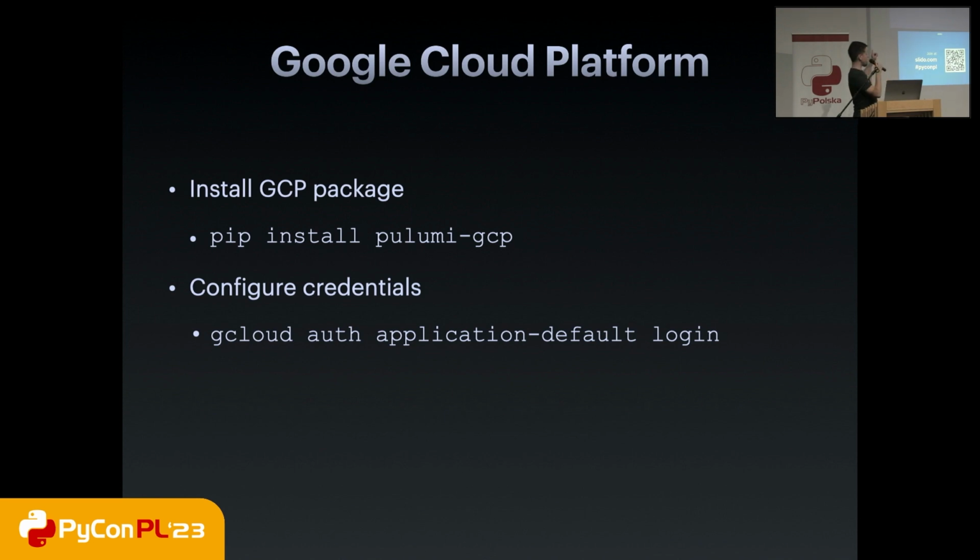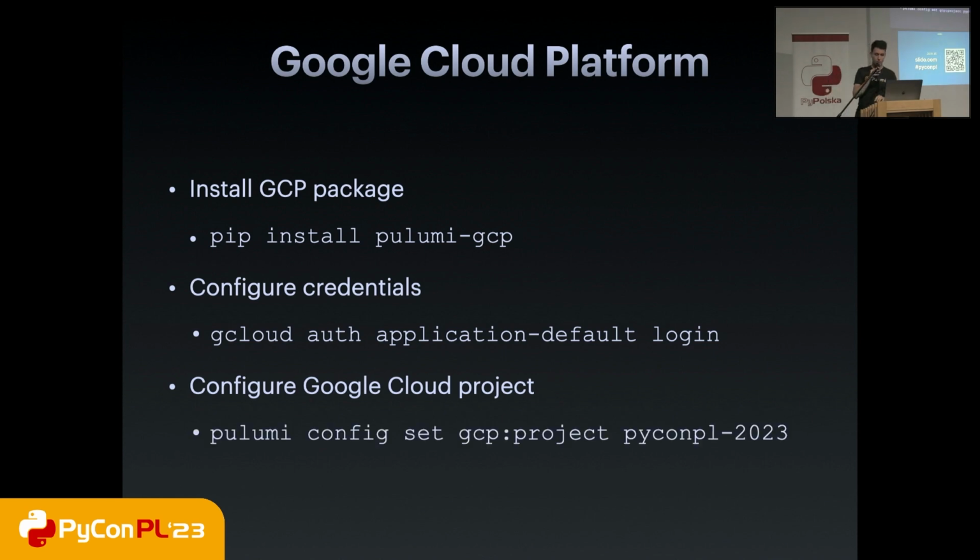So if you run a command like this, you're gonna configure your local machine to be authenticated against your Google Cloud Platform account. And in order to configure the Google Cloud project within the Pulumi project, you have to use the pulumi config command to save some configuration. In this case, we're using the key named gcp:project, and I'm setting the value PyConPL-2023.